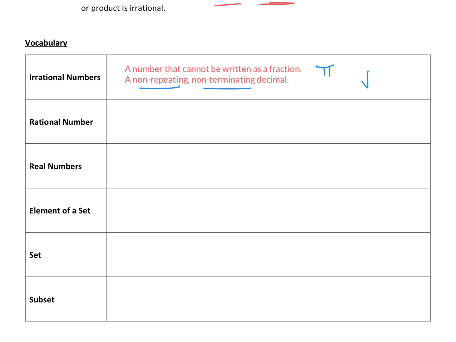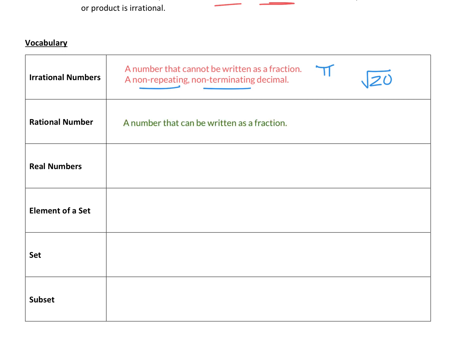Another example, the square root of 20. The square root of 20, if you type that into your calculator, is 4.472135955, and it continues on. That's all that would fit on my calculator. Again, it does not repeat, it does not terminate, and you cannot write it as a fraction. Therefore, it is irrational.